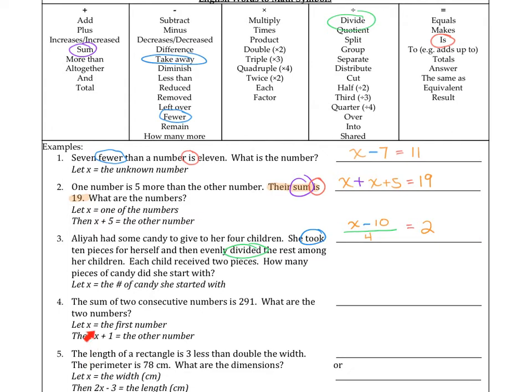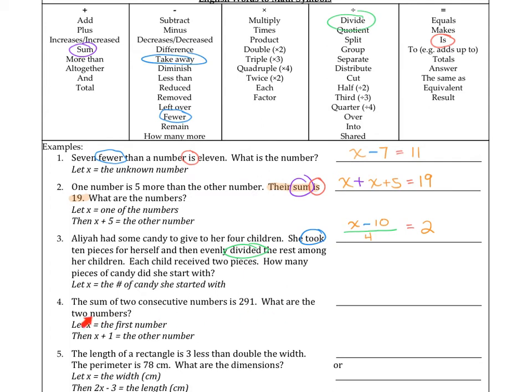Now, you're going to get some of these questions where it talks about the sum of 2 consecutive numbers is 291. Consecutive numbers are numbers that are one right after the other. So 5 and 6 are consecutive numbers. 10 and 11 are consecutive numbers. So what are the 2 numbers? So whenever you have the question, that's what your let statement is going to be.